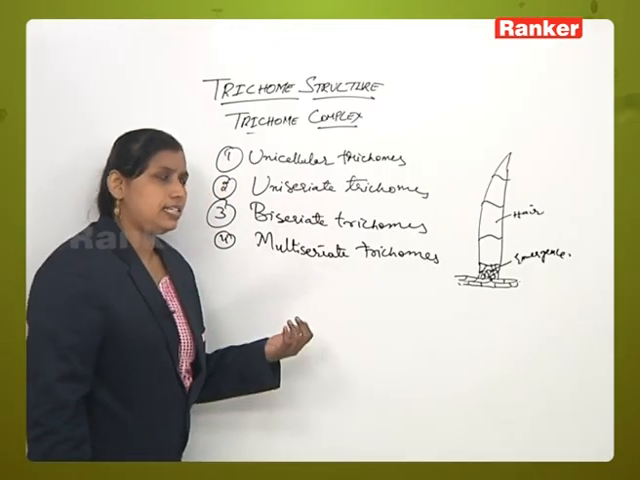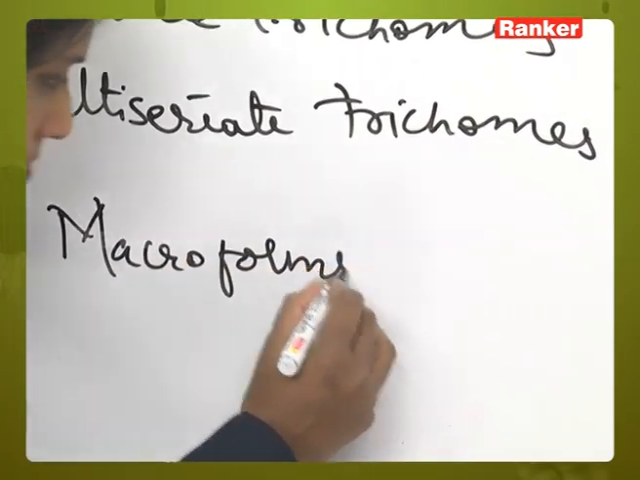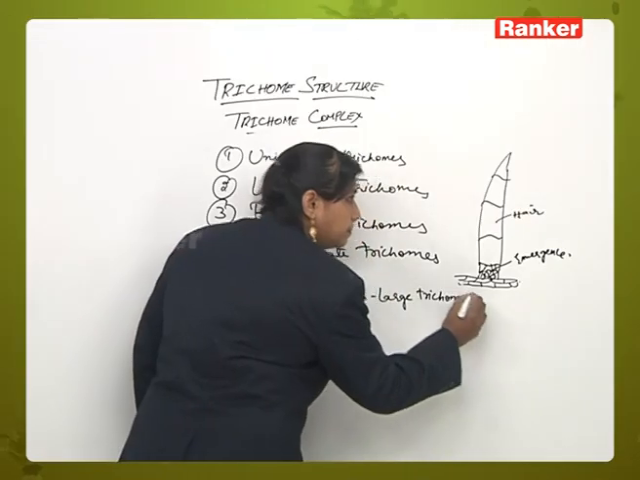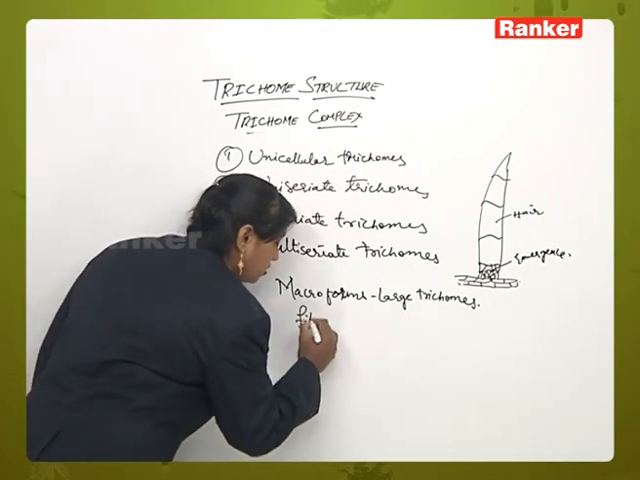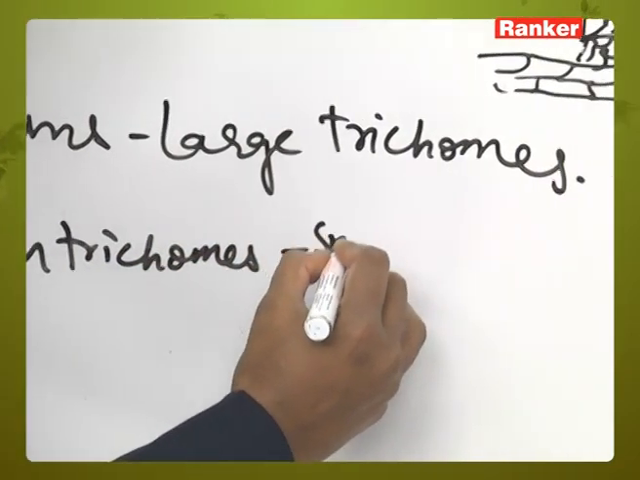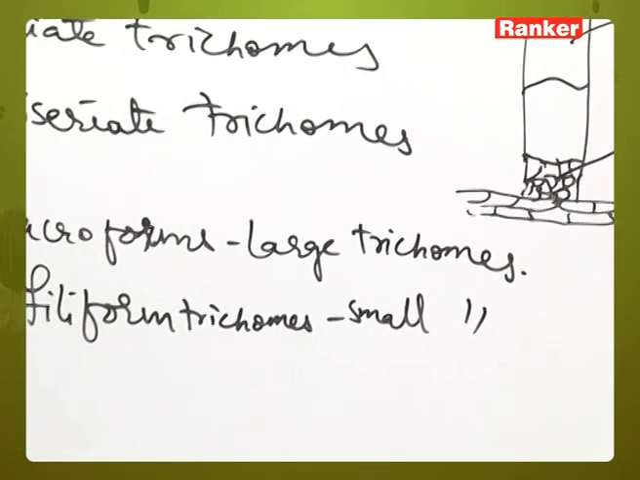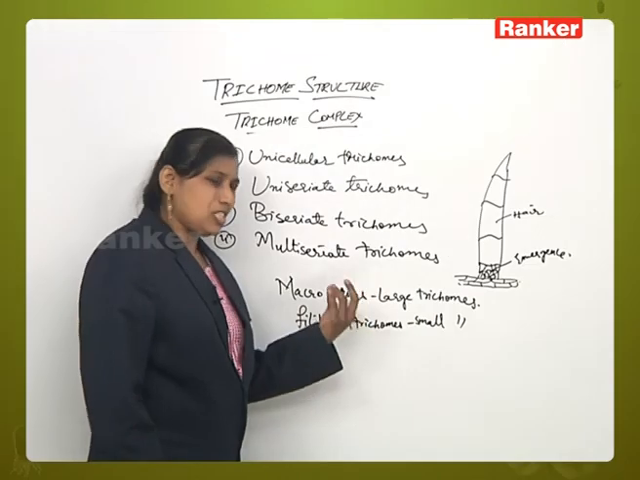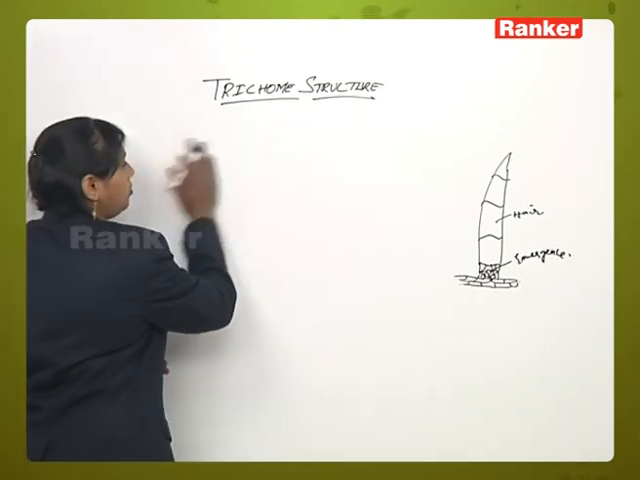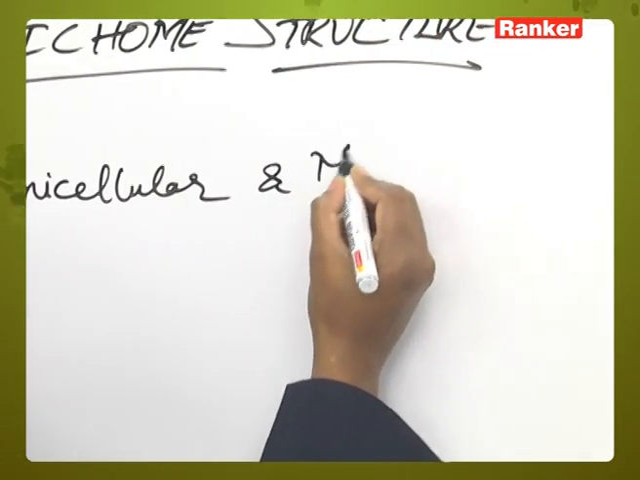The trichomes that are larger in size are called macroforms, and the smaller trichomes are called filiform trichomes. The ones larger in size are called macroforms, and the ones that are smaller, like minute hair-like structures, are called filiform trichomes. Trichomes may be unicellular or multicellular.